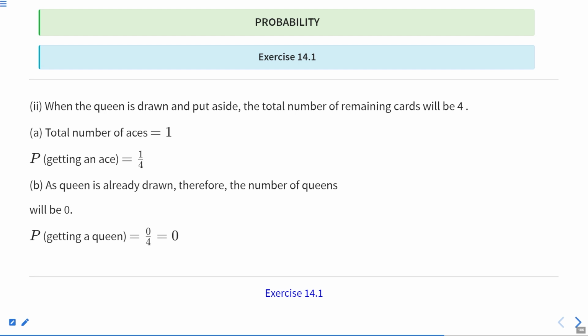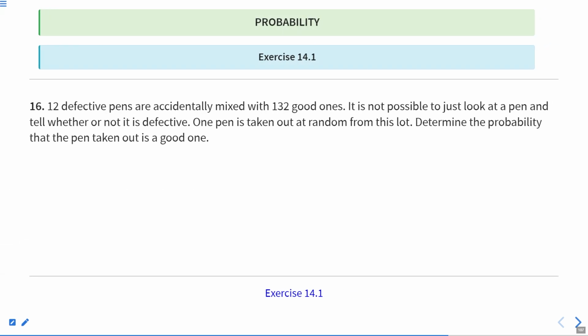Okay, so let us see question number 16. So in question number 16, here we have 12 defective pens accidentally mixed with 132 good ones. It is not possible to just look at a pen and tell whether or not it is defective. One pen is taken out at random from this lot. Determine the probability that the pen taken out is a good one.